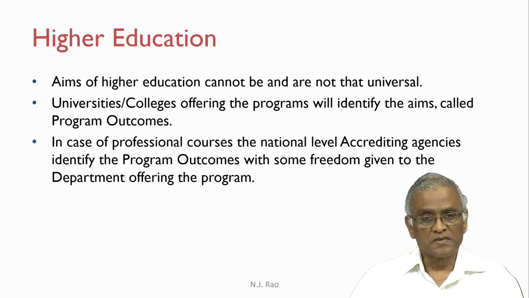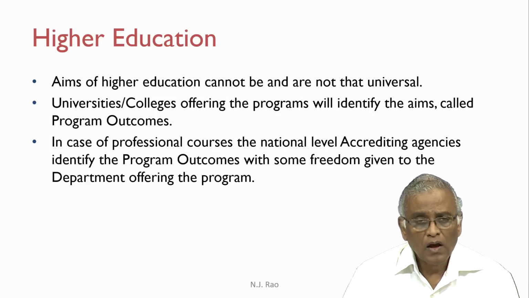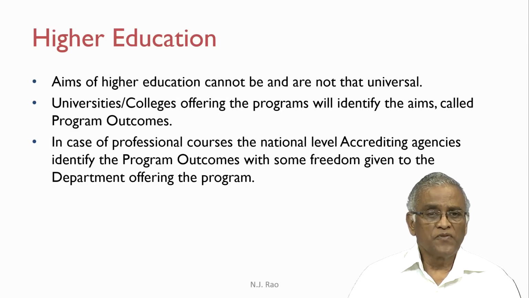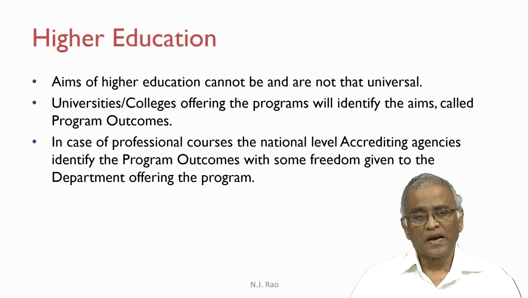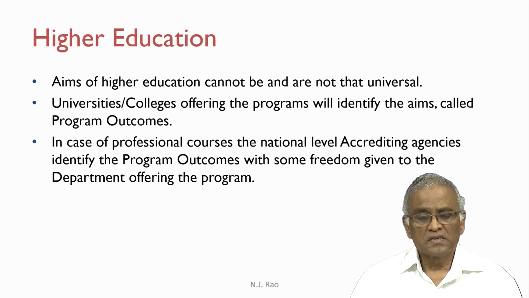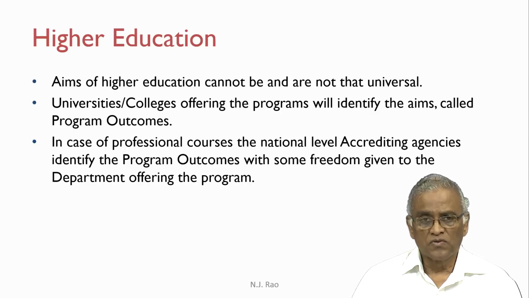Coming to higher education, the aims of higher education cannot be, and are not, that universal, like the way it happens with school education. In educational philosophy, you have a wide range of schools when it comes to school education, depending on what kind of person you want to train for. At the higher education level, the aims are not that universal; they start becoming very specific.